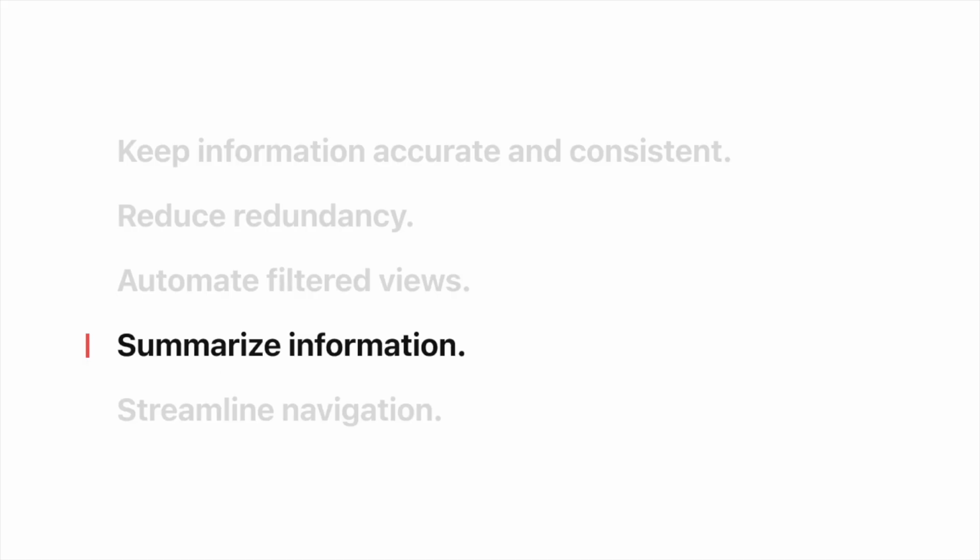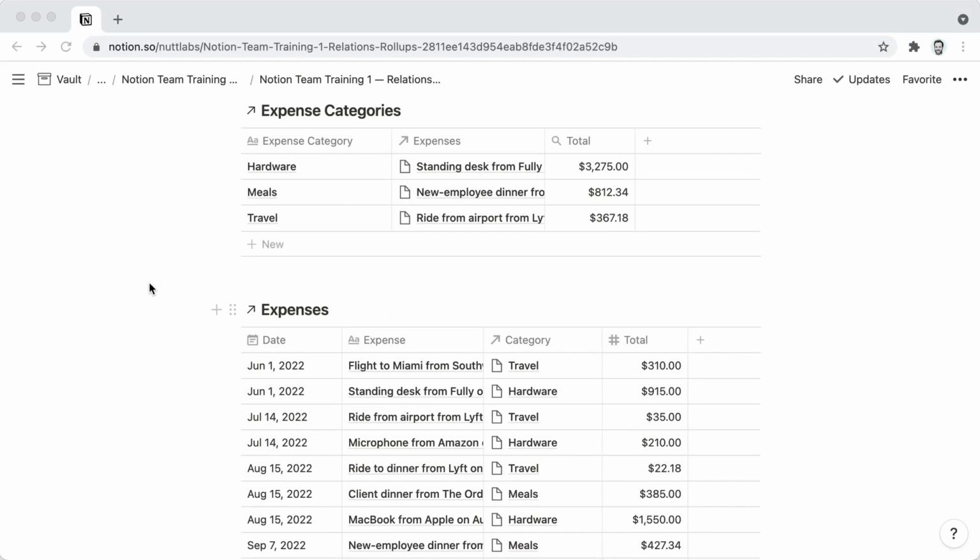And relations also allow us to summarize information and reveal useful insights. As we'll explore here in a second, the Rollup property allows you to aggregate information from related items, and you can then perform calculations on that information to reveal those useful insights. So with these expense categories and expenses, we have independent databases where the categories are sort of the parents of the individual expenses. And each expense is related to a category from the expense categories database.